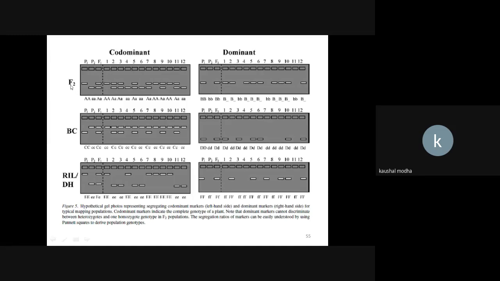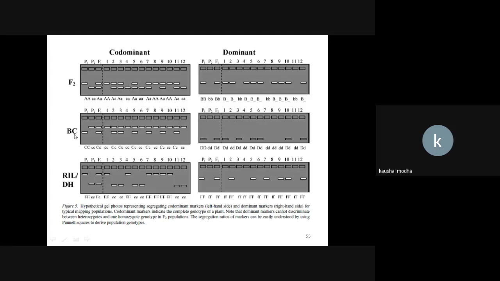So if we have developed an F2 population from that F1, this is the F2 individual. For simplicity, only 12 individuals are considered here. Some of the F2 individuals might be homozygous for this allele, some of the individuals are heterozygous, and other individuals might be homozygous small a, similar to P2. So this would be the profile of a codominant marker in the F2 generation.